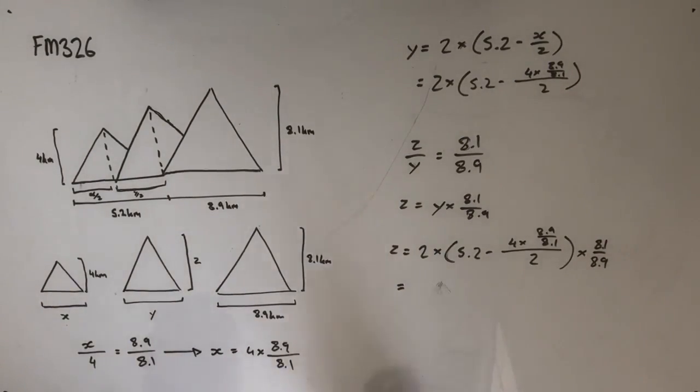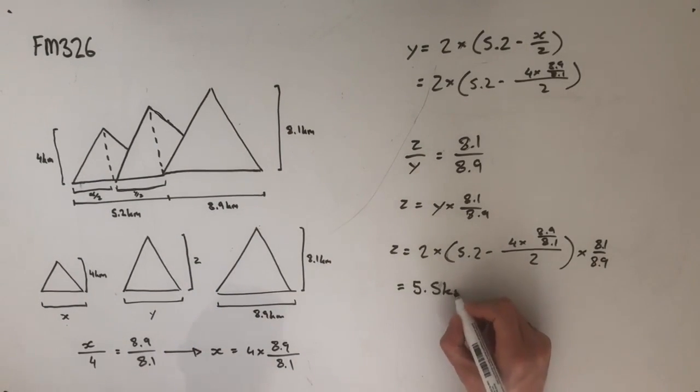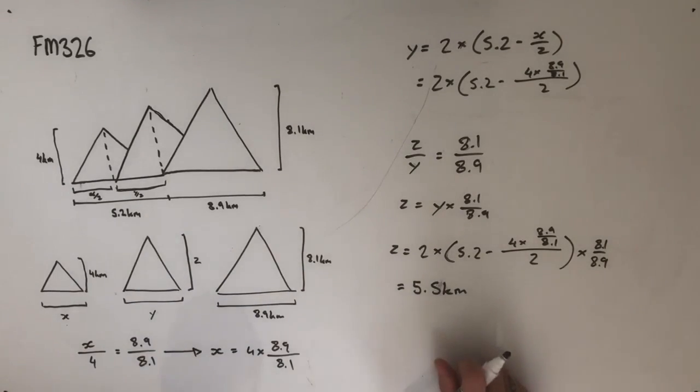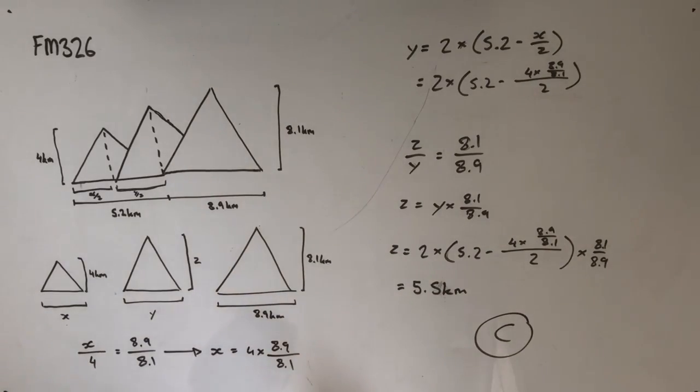Whacking all of that into a calculator and rounding to one decimal place, you should get an answer of 5.5 kilometers for the height of the middle mountain, meaning that our answer to this question is option C.